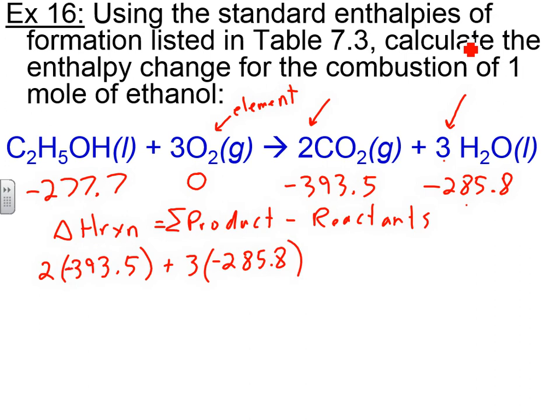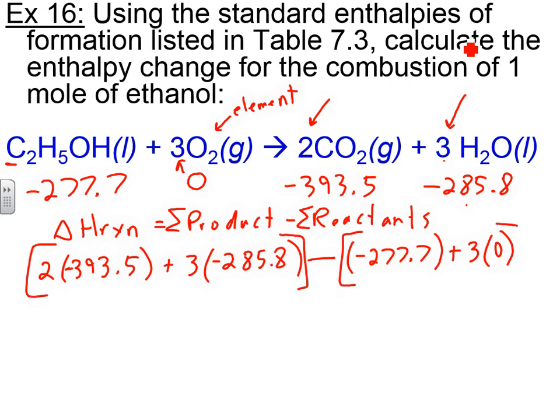Alright, so you sum up the products and you subtract that from the sum of the reactants. Now, you only have 1 mole of ethanol, so it's just negative 277.7, and you get to add 0 for the oxygen. 3 times 0, which won't really matter. Okay, now let me do this to help. I'm going to put huge brackets around the products and then huge brackets around the reactants, just to make sure that the math comes out correct. What I would recommend is doing this step by step so you don't skip a few steps and then lose a negative or something.